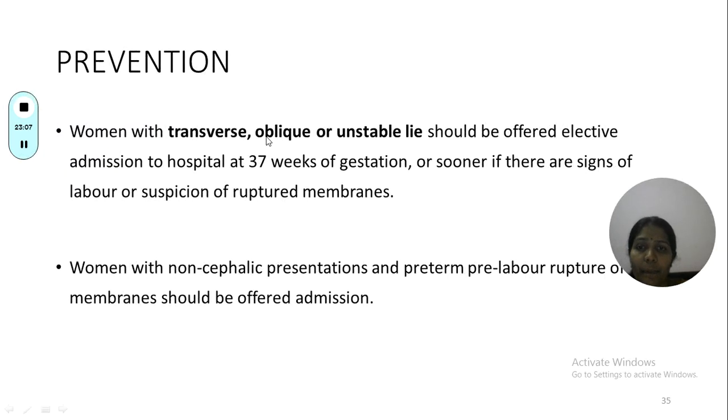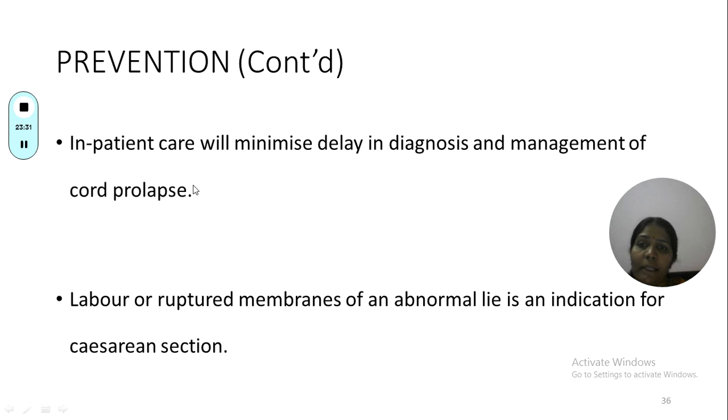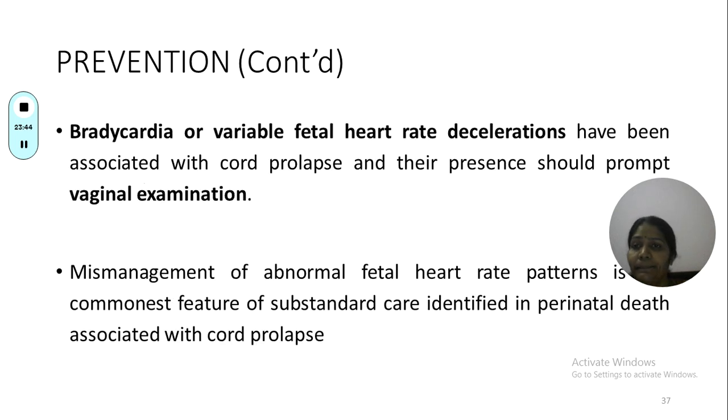Prevention. So how can we prevent cord prolapse? Women with transverse, oblique or unstable lie should be offered elective admission at 37 weeks, or sooner if there are signs of labor or ruptured membranes. Women with non-cephalic presentations and preterm pre-labor rupture of membranes should be offered admission, and inpatient care will minimize delay in diagnosis and management of cord prolapse. Labor or ruptured membranes with an abnormal lie is an indication for cesarean section.